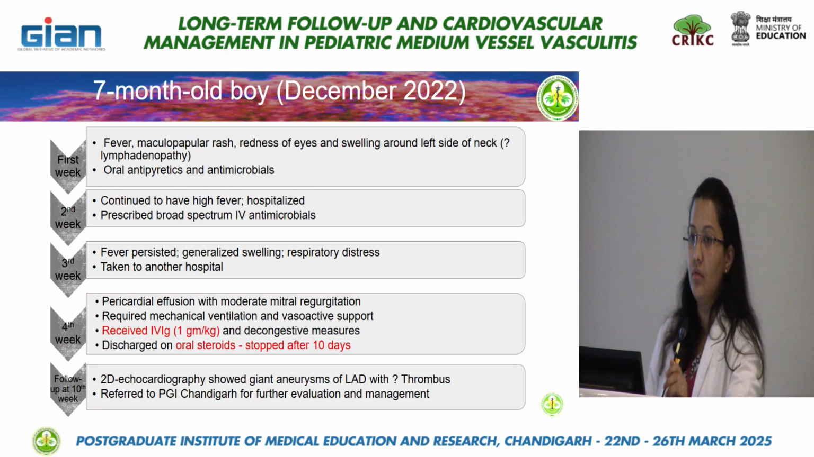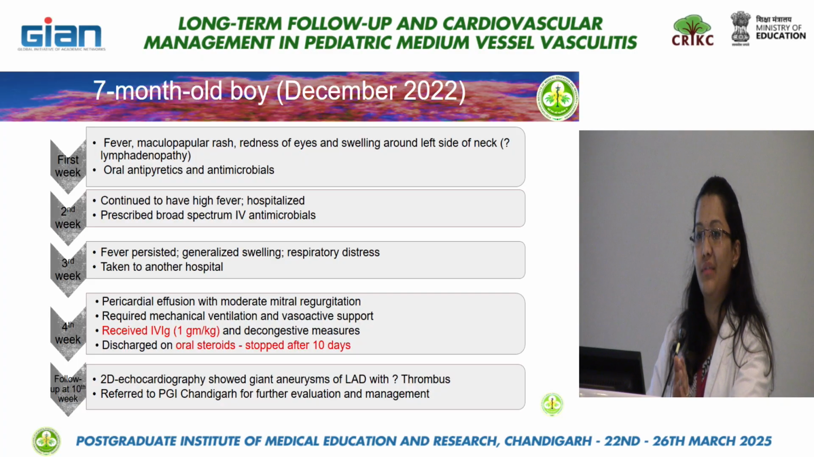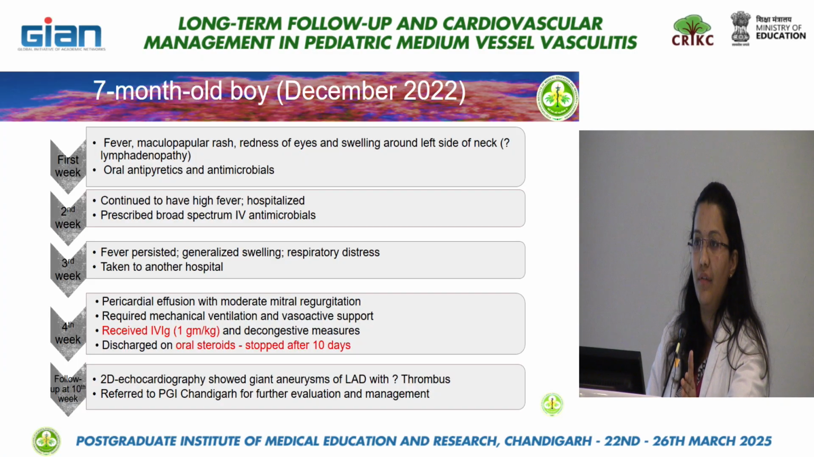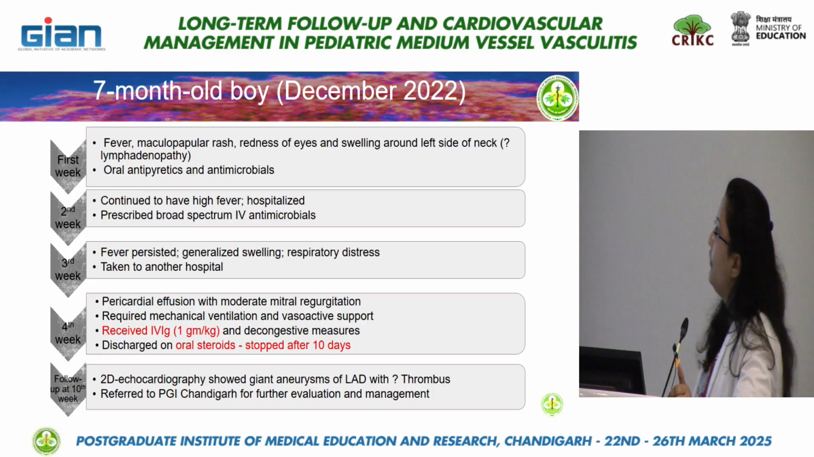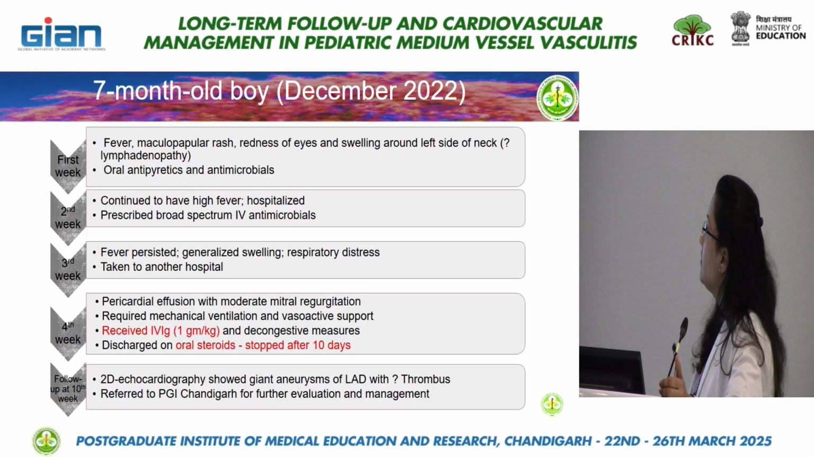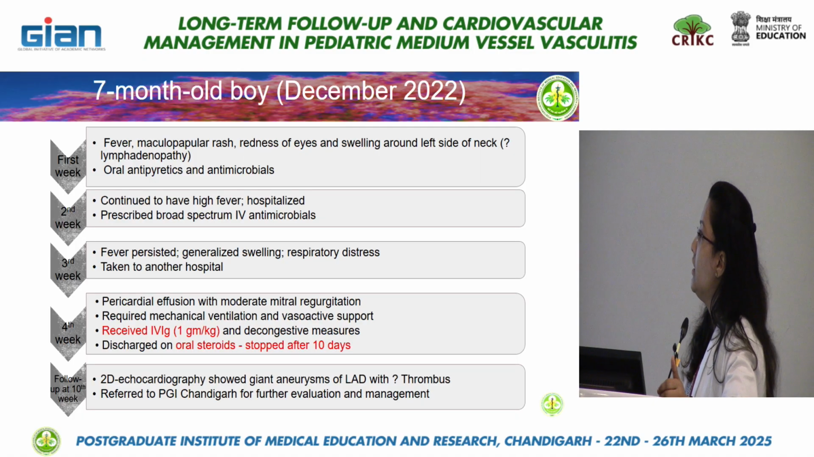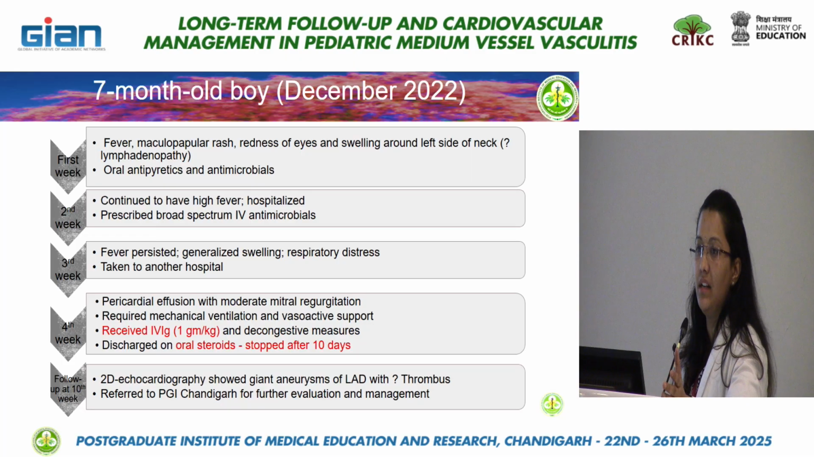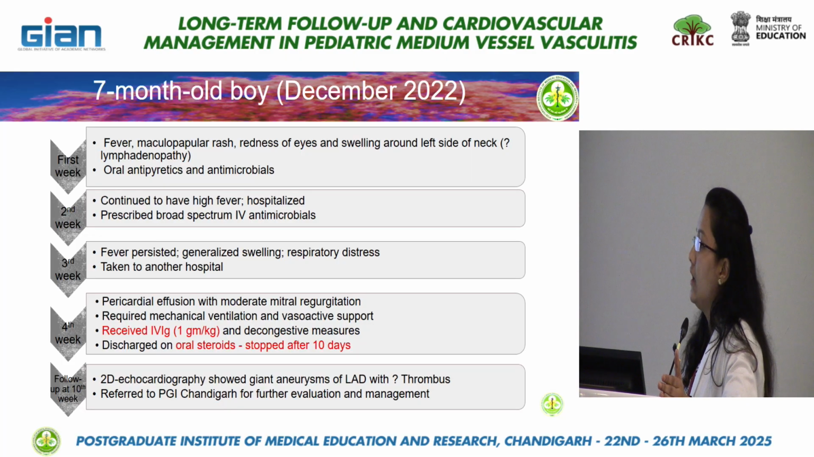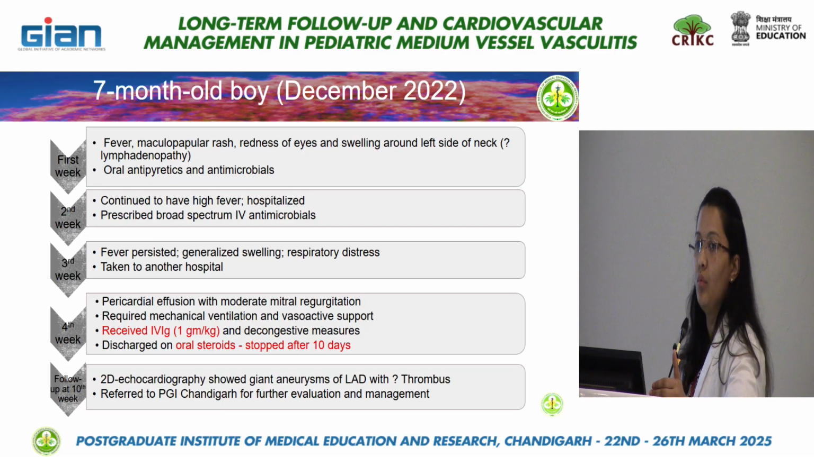But this also was an infant who presented at 5 months of age, probably 4.5–5 months of age, with fever, maculopapular rash, some redness which developed during the course, swelling around the left side of neck, possibly a lymphadenitis. He was treated elsewhere with oral antipyretics and antimicrobials. He continued to have fever. He developed more symptoms of failure.